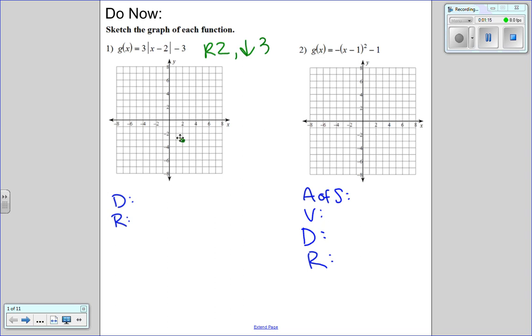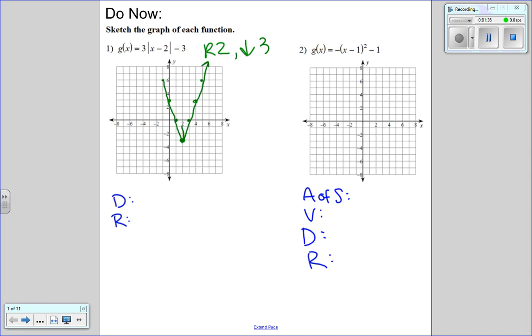And it's going to have a slope of 3. Make sure with the 3 that you count up 3 and over 1. It is rise over run. And so this will give me my points to open up 3. I can also count some off to the left. Okay, but this is going to be my absolute value function.